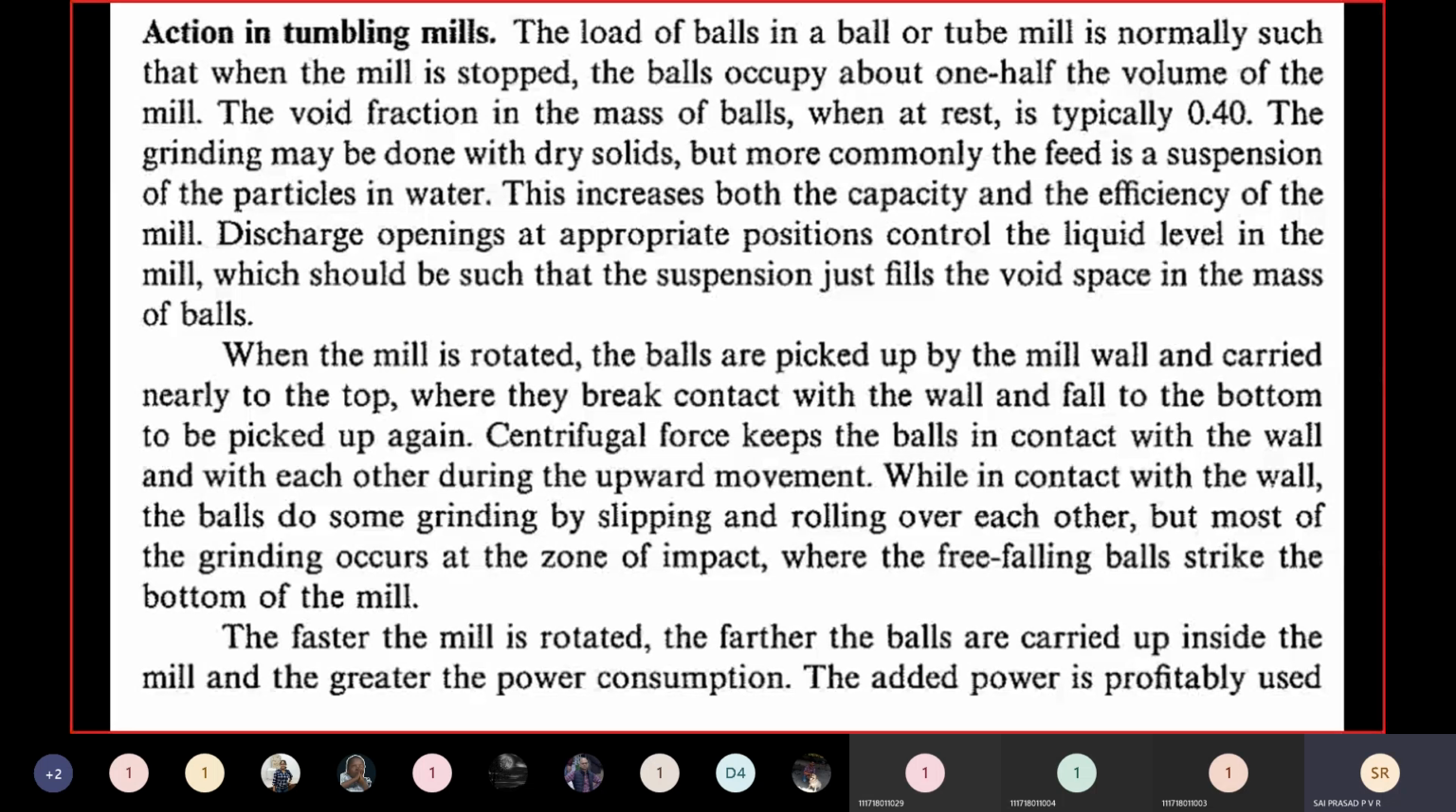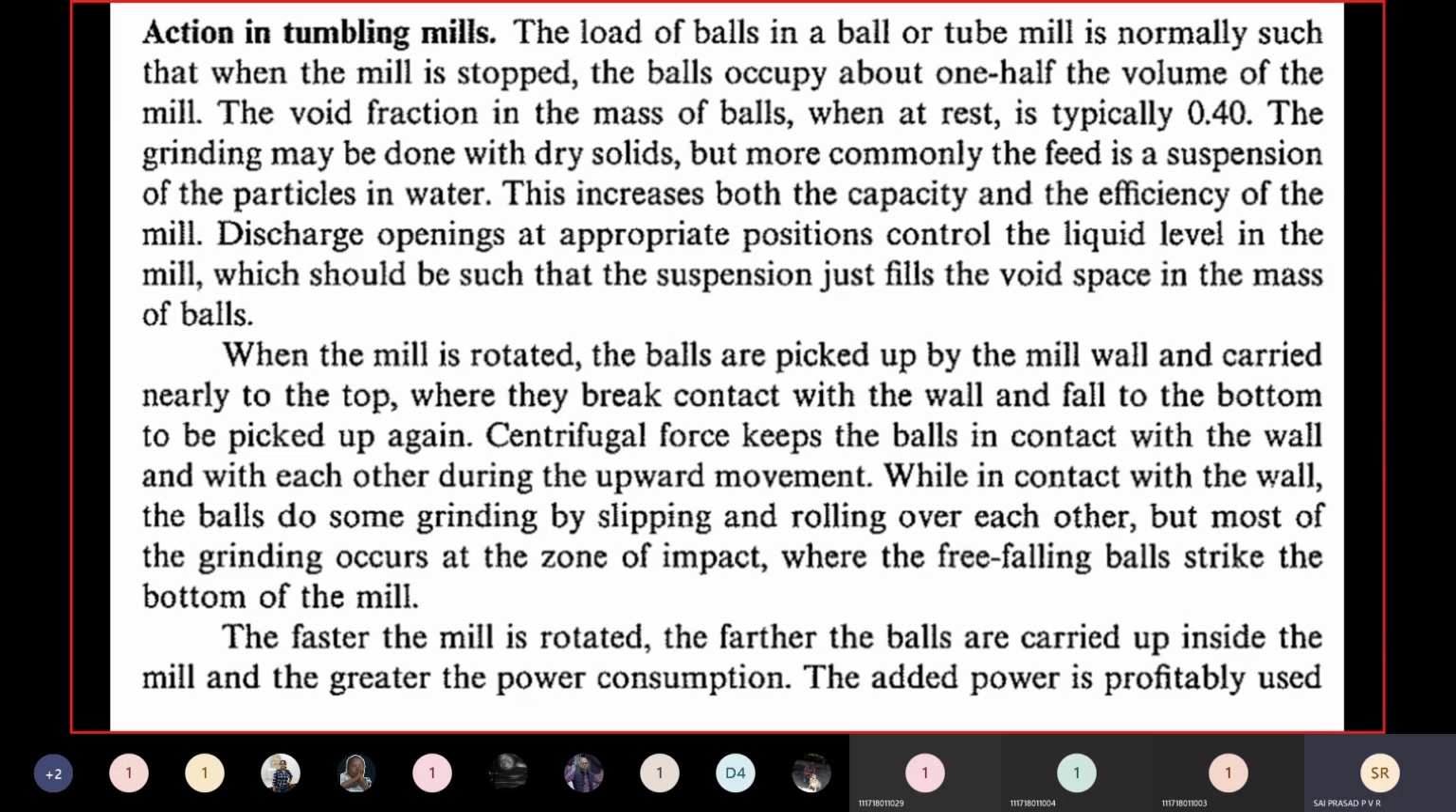So, action in tumbling mills. The load of balls in the ball or the tube mill is normally such that when the mill is stopped, the balls occupy about 1/2 of the volume of the mill. So this is how we are going to load the grinding medium inside the cylindrical portion of the ball mill.